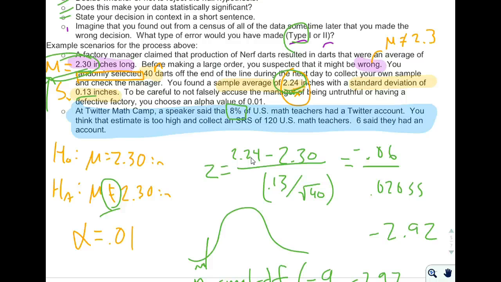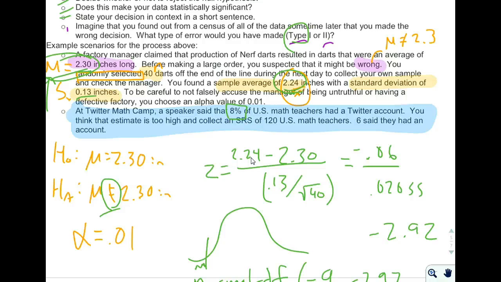You ask each teacher that you sample, do you have a Twitter account? It's a yes-no question, meaning it's a proportion that you're dealing with. When you collect all your data, 6 out of 120, that is your p-hat, and that's what you'll use in your formulas or you'll plug into StatKey.